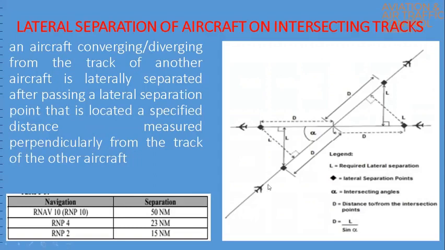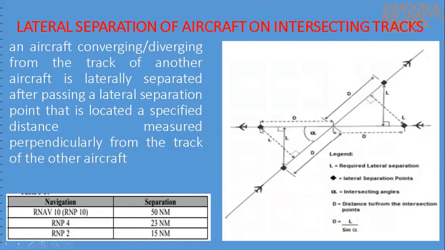suppose this is our aircraft and this is our point. This D is the distance to or from the intersection point. Similarly, this D is where the aircraft has gone after crossing and come to this side. So again, this is the D. And we have another aircraft which is coming like this, and this distance will remain the same, D. After the intersection, this second aircraft is going like this, and this distance is again D.